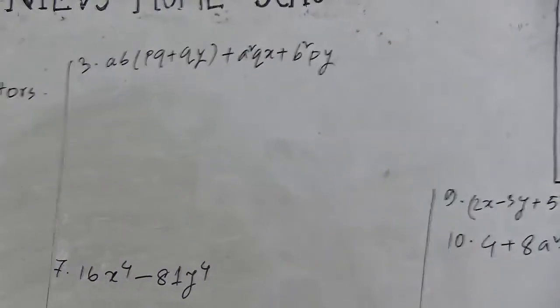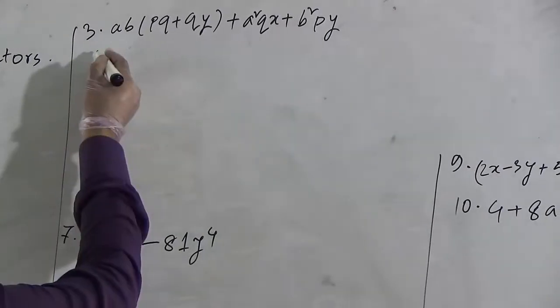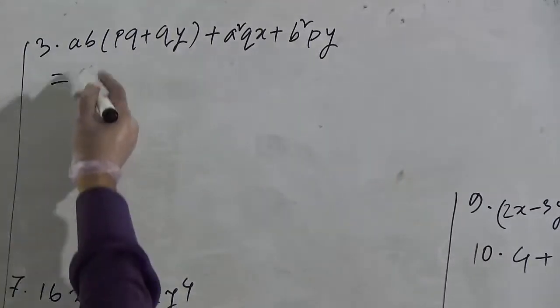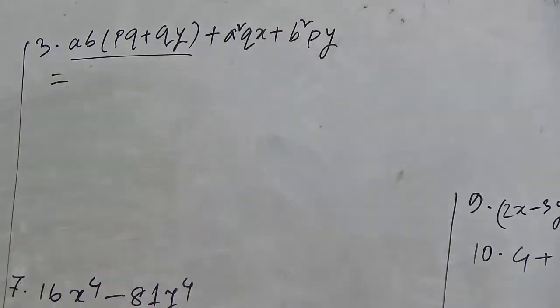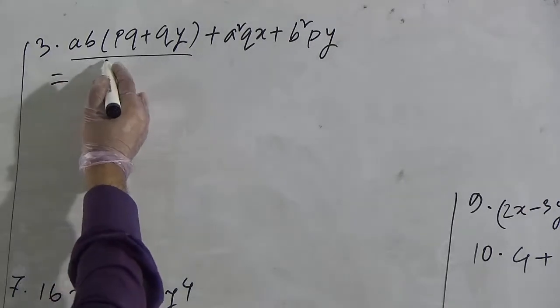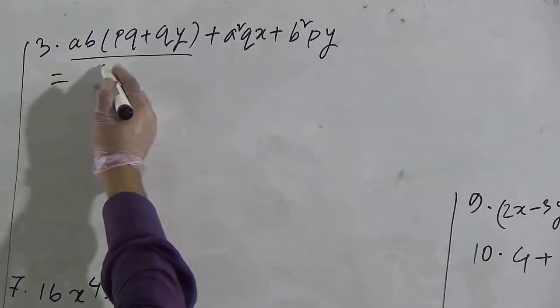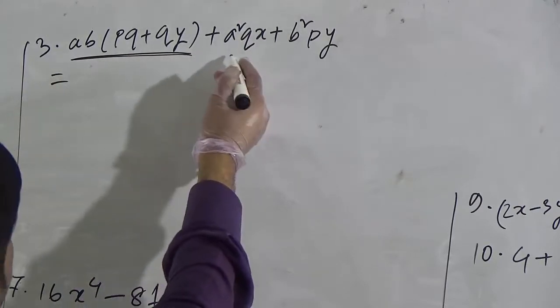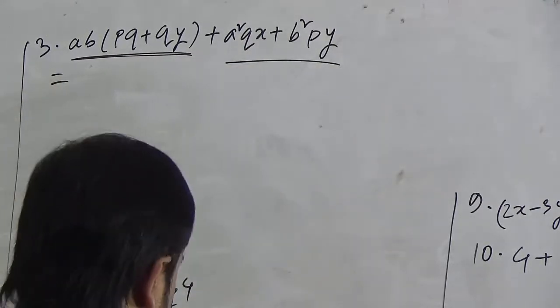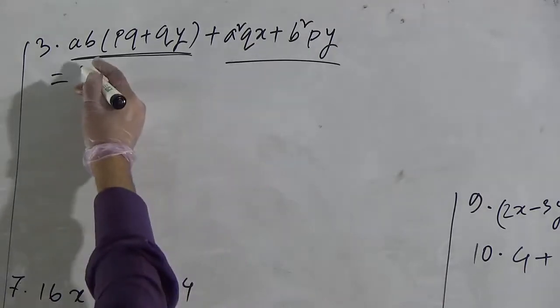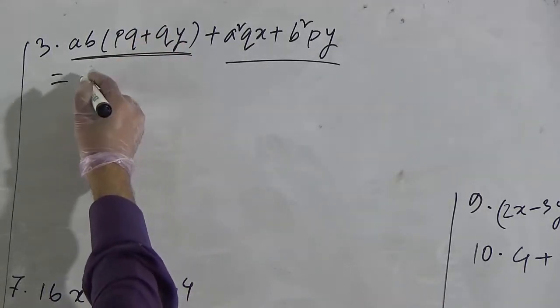Now go to question 3. Here first one is ab into pq plus qy. It means that we have to multiply pq plus qy by ab. And if we multiply, we will get 2 terms, and then here is another 2 terms given. So we will get total 4 terms here. At first find out the 4 terms.